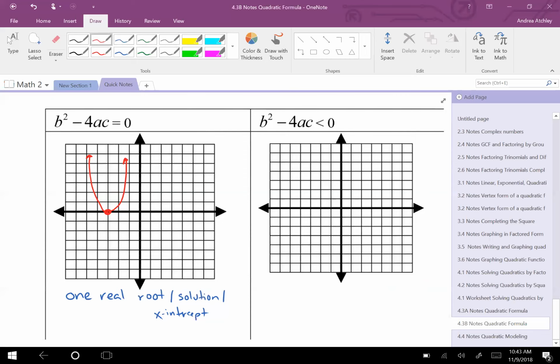Could it face down? Yeah, I could still have the vertex on the x-axis and have the parabola face down. So those are two pictures that you can think about for what your quadratic would look like. It just means that when you graph it, the parabola's vertex would be on the x-axis.